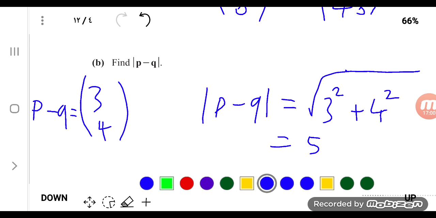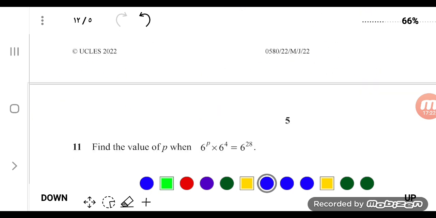So to subtract or add vectors, you add the x to the x and the y to the y. To find the magnitude, you have to do under the root the x value squared plus the y value squared. Under the root you get the magnitude, and the magnitude means the length. Now let's see next question. Question number 11.